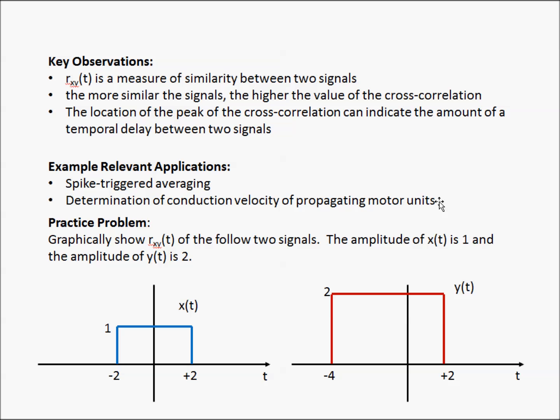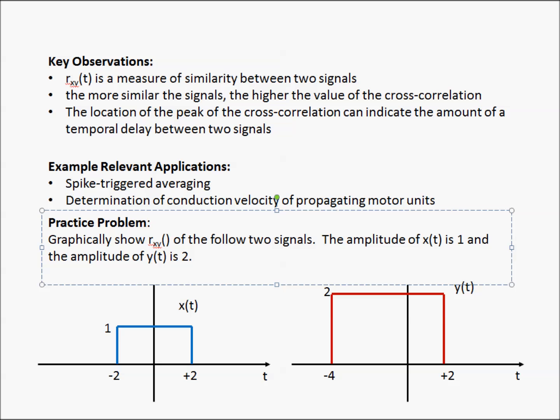And just to leave you with a practice problem that I'll go over in the next online lecture, this is a very simple problem, you should be able to do this very easily. So I would try it before you watch the next online lecture. But you should be able to show that R_xy of this should be tau and not t. So work that one out, and we'll go over it in the next online lecture.